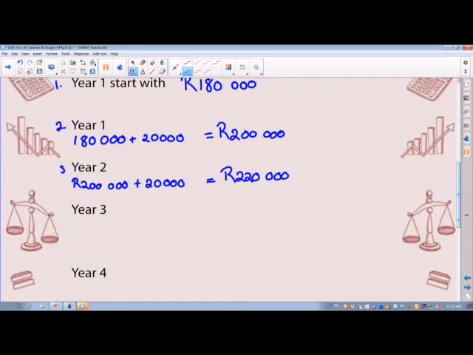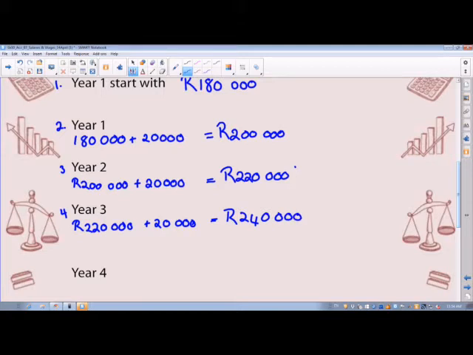So in year 4, we need to take year 3 salary. What's year 3 salary? It's 220,000. And what do we need to add? Again, 20. And now you will see that we've reached that maximum of 240,000 per year in year 4.